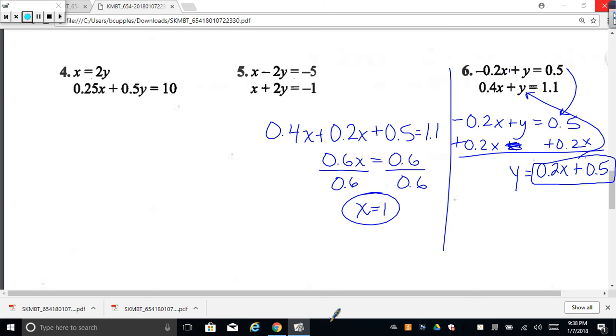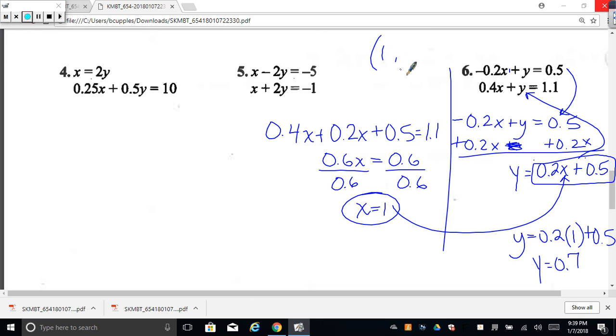Awesome. Now from there, if I plug that in there, y equals 0.2 plus 0.5, since this is a 1. And so my ordered pair for that is going to be 1, 0.7.